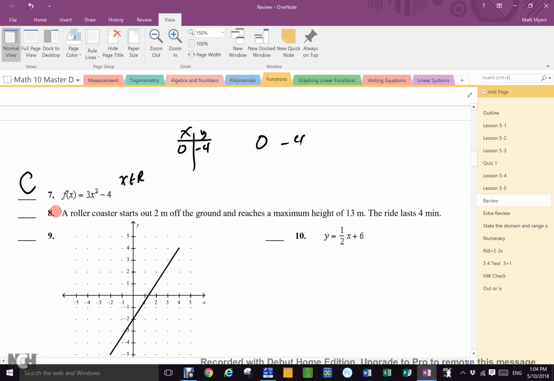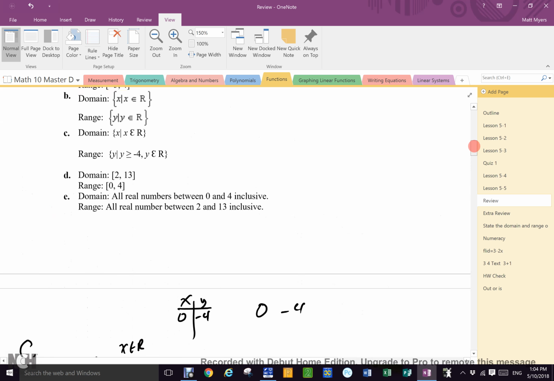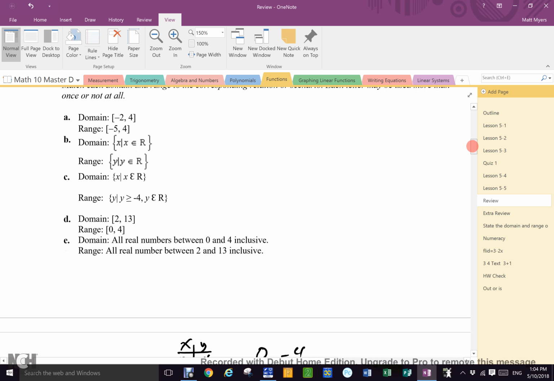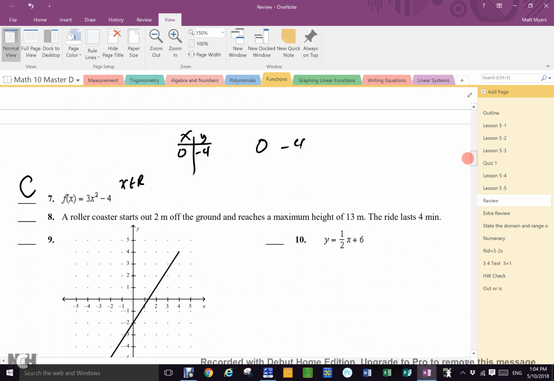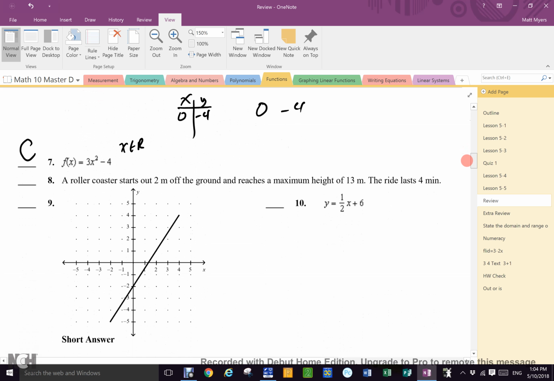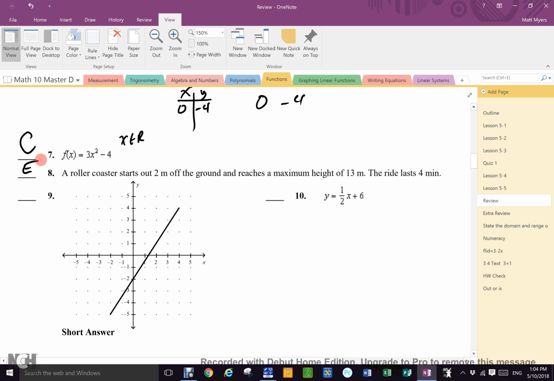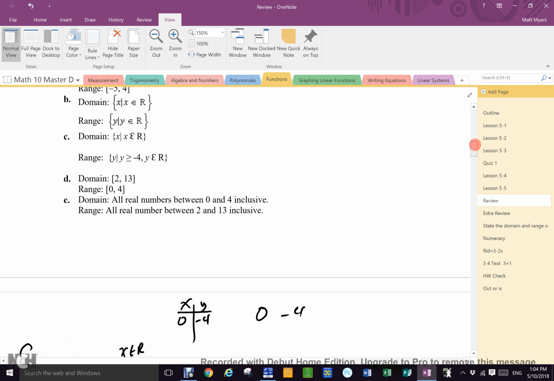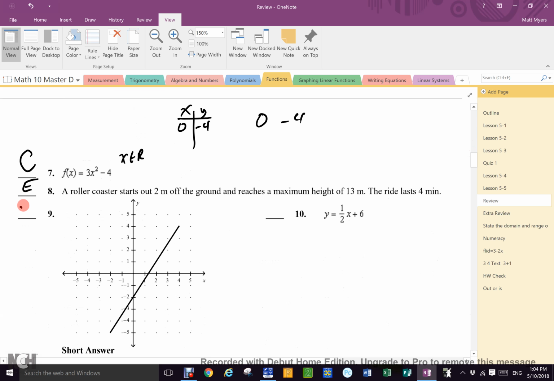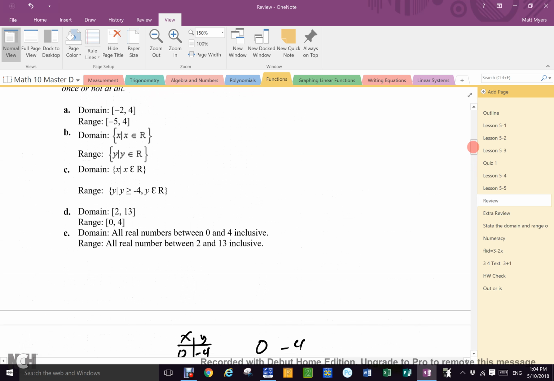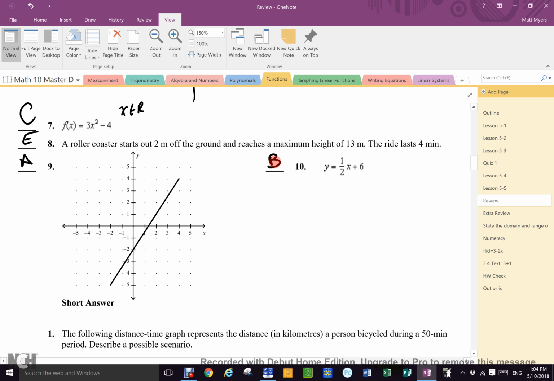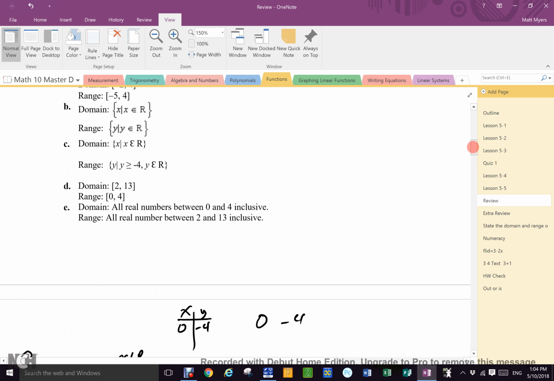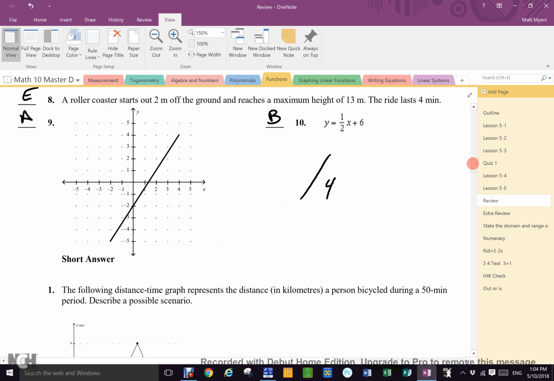8. E. 9. A. 10. B. That gives you a mark out of 4. So you were at 9 on the first page.